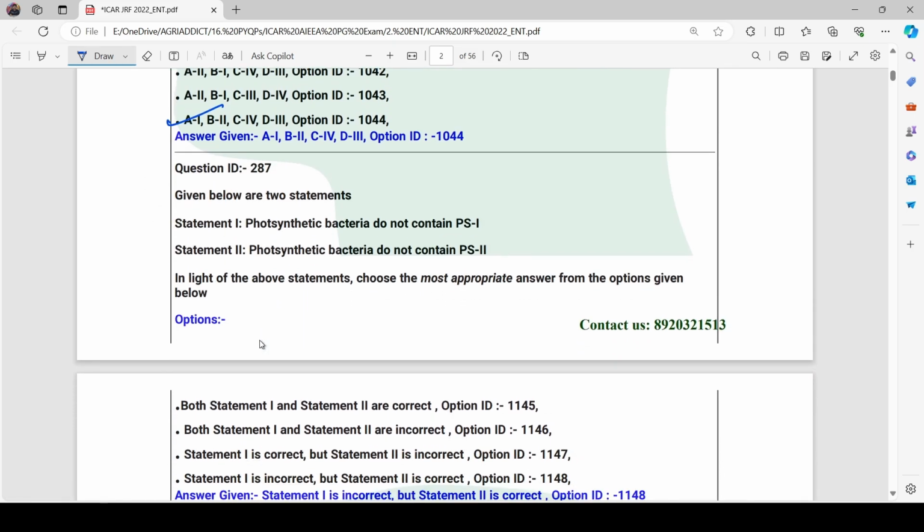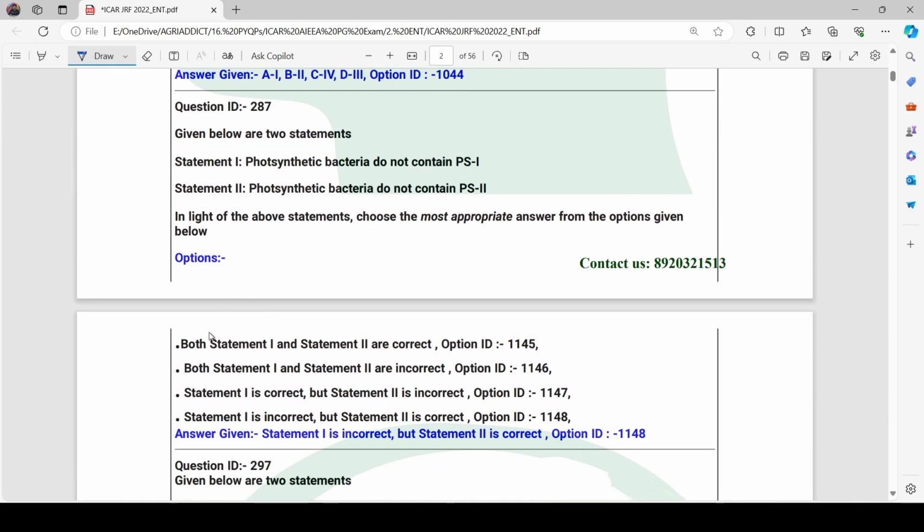Next question is a statement type question. Statement 1: photosynthetic bacteria do not contain PS1 or photosystem 1, and statement 2: photosynthetic bacteria do not contain PS2 or photosystem 2. Which one of the following is correct? The answer is option 4, that is statement 1 is incorrect, as photosynthetic bacteria contain PS1, and statement 2, that photosynthetic bacteria do not contain PS2, is correct. So option 4 is correct.